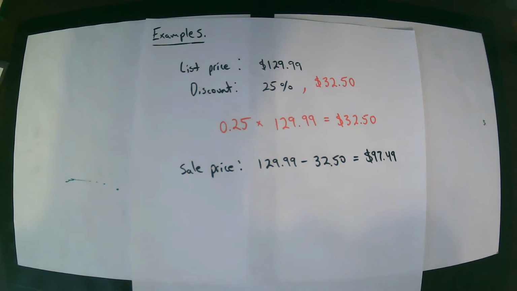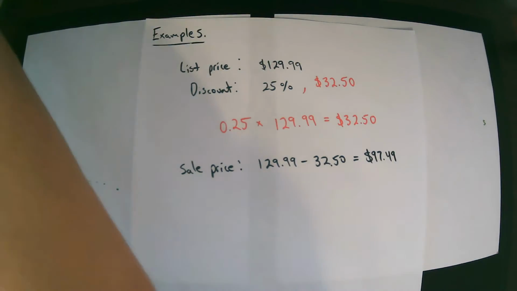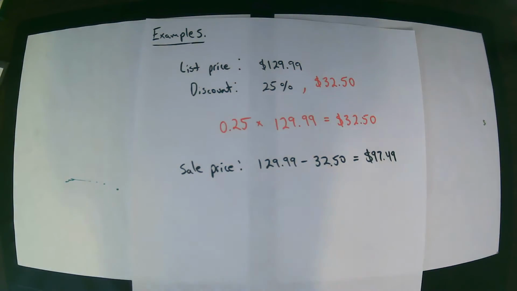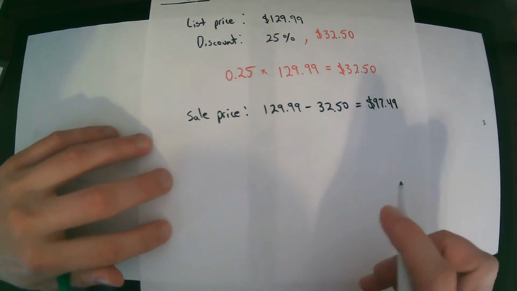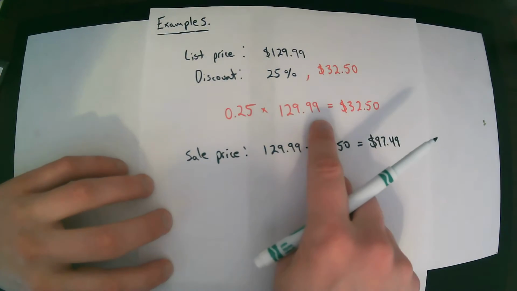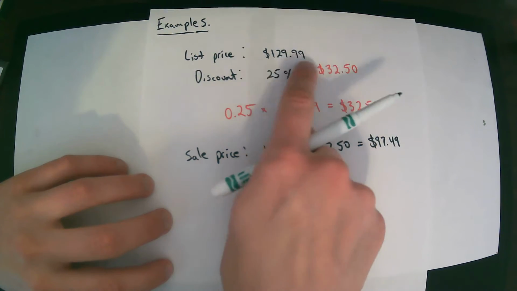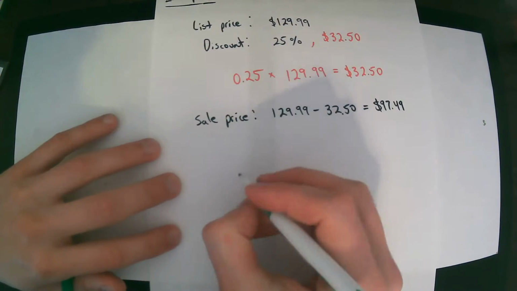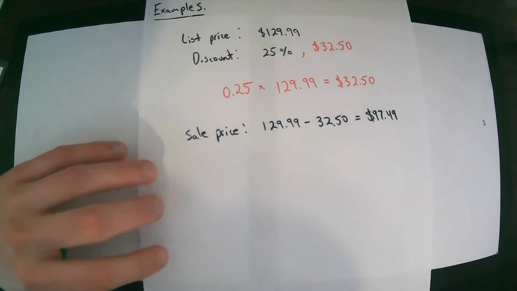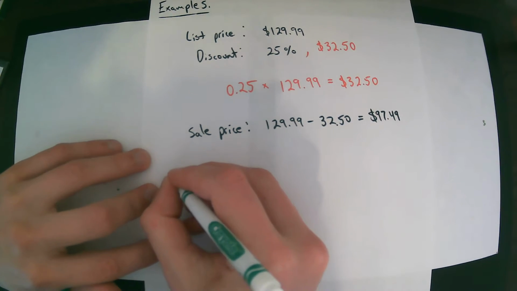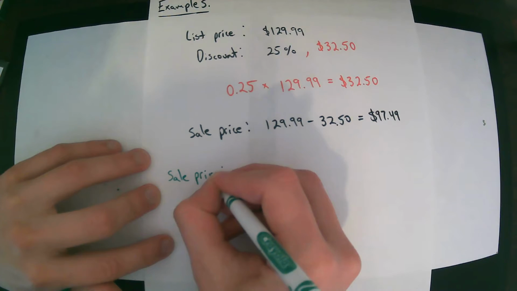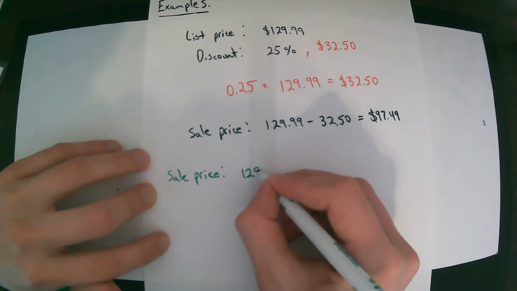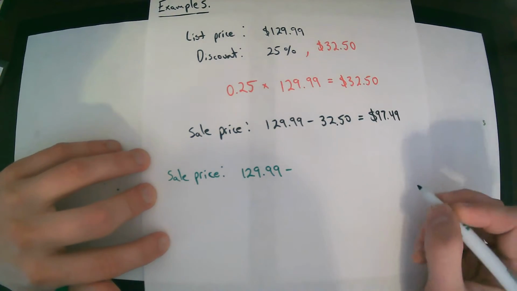There's another way to do this problem, a little bit more efficient, and that is to say, if this is my discount and this is my list price, then my sale price is going to be list price minus discount, right? So another way to look at sale price is list price, $129.99, minus my discount.